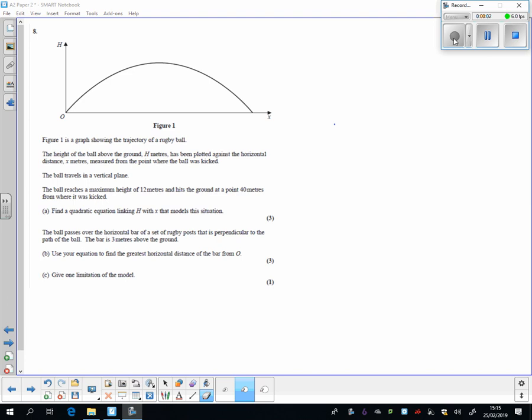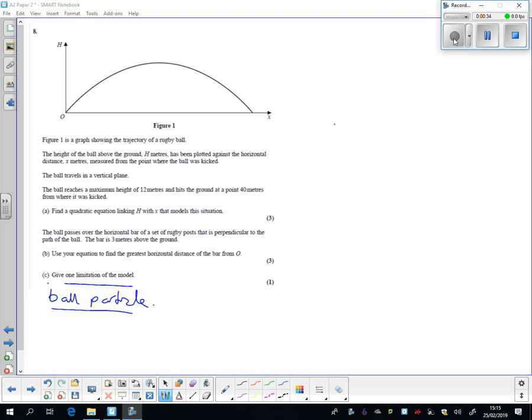Question 8 is one of these new style modelling questions, and it's interesting to read that very few people got any marks for this. The mark they were getting was this bit for the end, the limitation, and the limitation is usually ball needs to be a particle, or other ones that you could get is sort of the ground needs to be flat, there's no spin, there's no air resistance, there's no wind, lots of different things you can get there, and that was the mark that most people got.